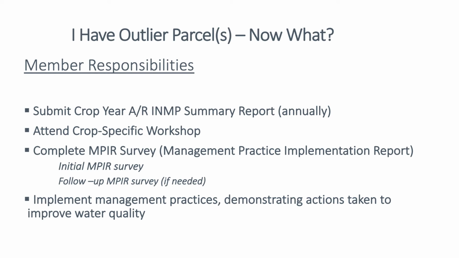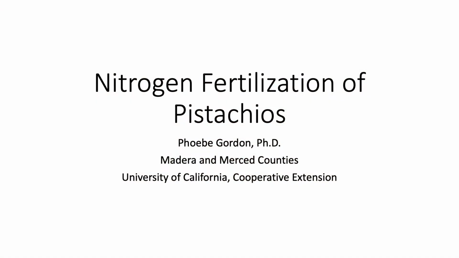So you now are at this meeting, you have an outlier parcel. What does that mean? Now what? So your responsibilities are, of course, to continue to submit your irrigation and nitrogen management plan. You need to attend this crop-specific workshop, watching it on a video, complete that management implementation report survey, and implement management practices if you find some in this survey that may help you improve your nitrogen management. Or if there are things Phoebe talks about in her upcoming presentation that might help you improve your efficiency, we encourage you to do that.